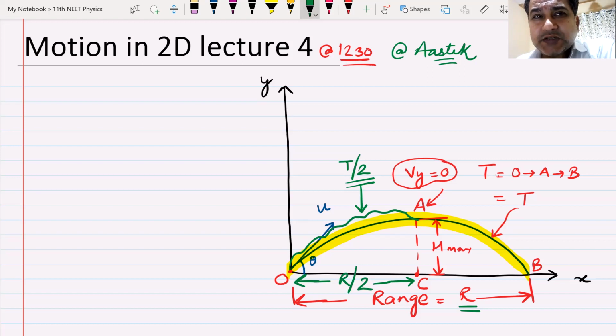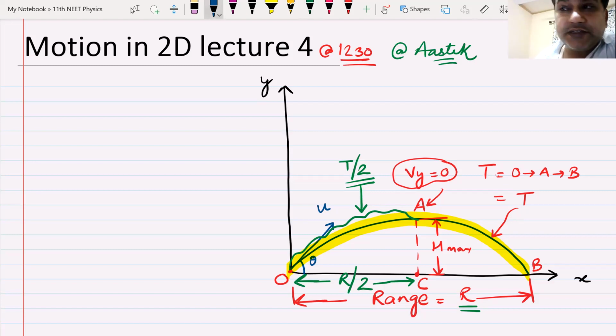Total time of flight is capital T. Time taken to go from O to A will be half of that, T by 2. Total horizontal range from O to B, distance on ground, is R. Therefore, distance from O to C will be equal to R by 2. Do you understand this? Can I have some raised hands? Yashwant, Tarun, Niharika, Jyoti, Surya, Tarun, Abhiram. Okay, we understand that this will be equal to R by 2.